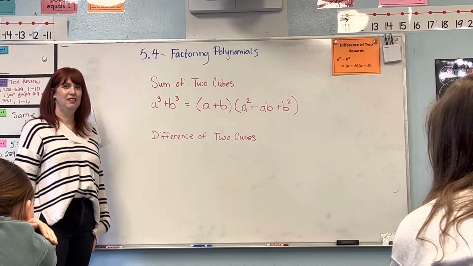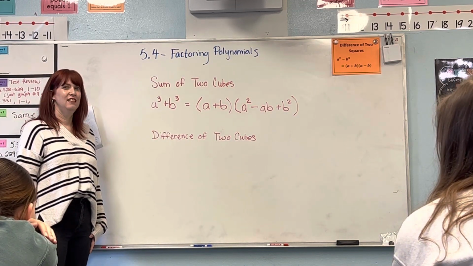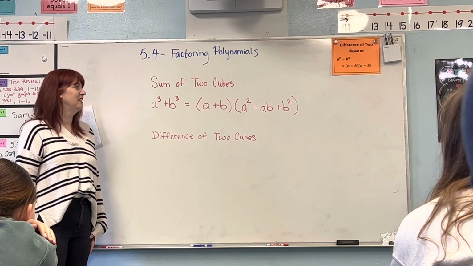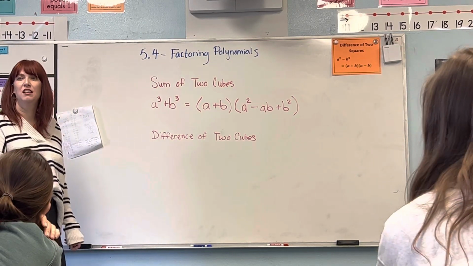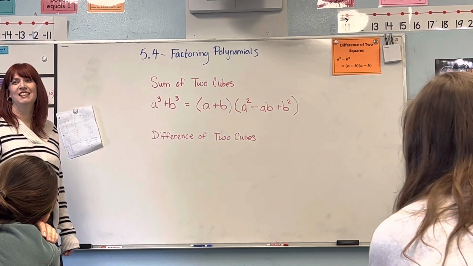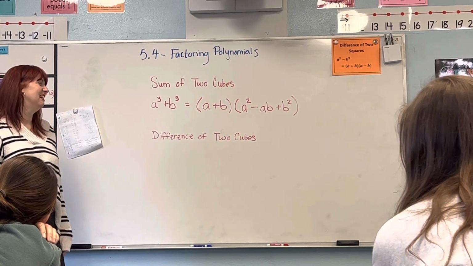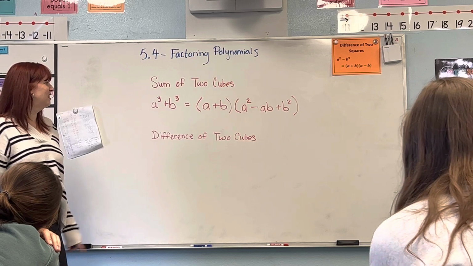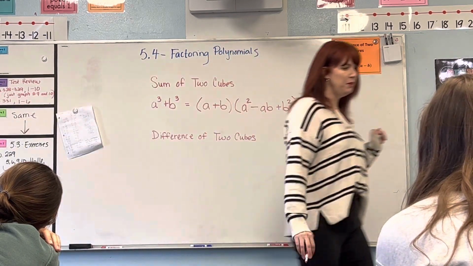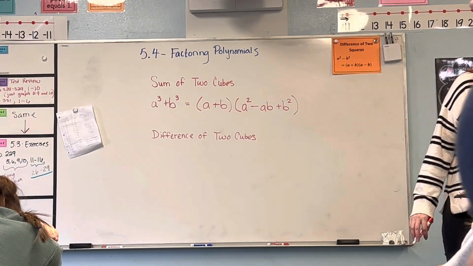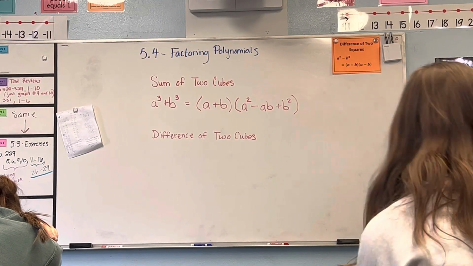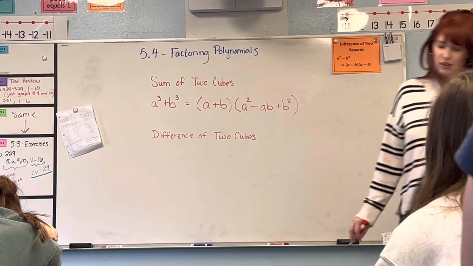Couldn't you just do a plus b in parentheses cubed? It's not the same thing. I thought you were supposed to do a plus b squared. No, there's 2 a's and 2 b's. Let me use numbers. There's 3 a's. There's 4 a's. I'm just talking about the letter. This is a lot of levels.